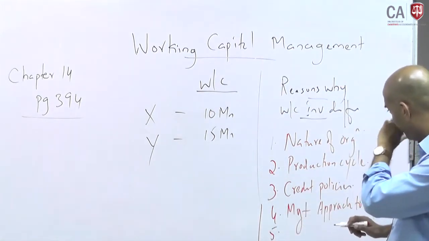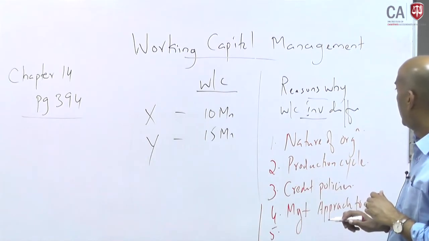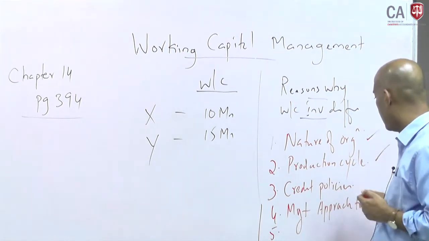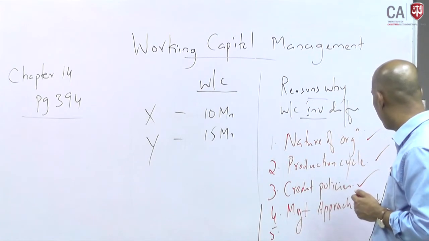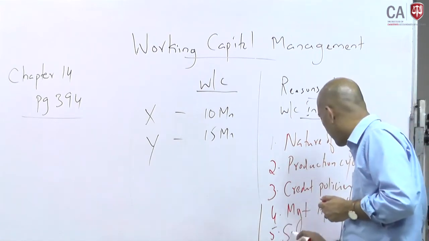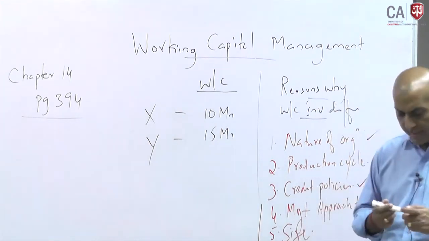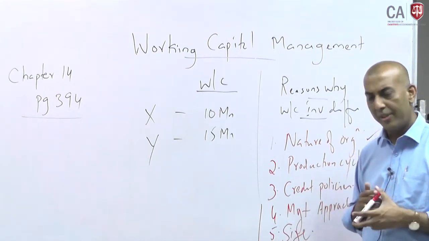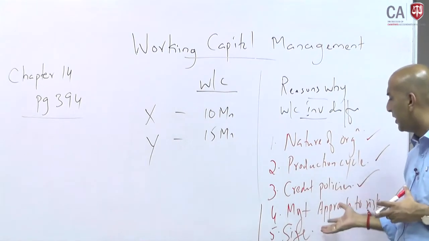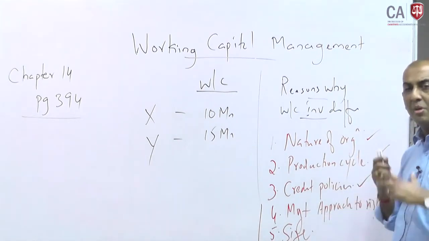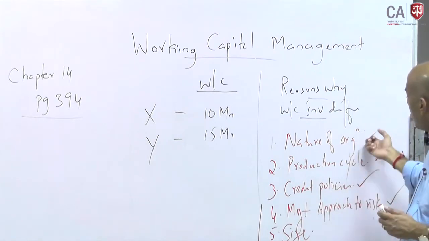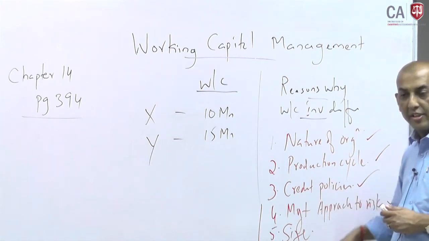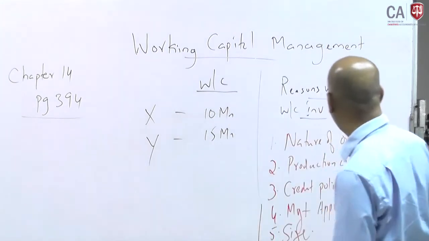Fifth, the size of the organization. A smaller company will have a small amount of working capital investment, a larger company will have a large amount of working capital investment. So, these are some of the characteristics or factors which will decide the amount of working capital in the organization. Nature of the organization, production cycle, credit policies, management approach to risk, size, which determine the amount of working capital your company should carry.